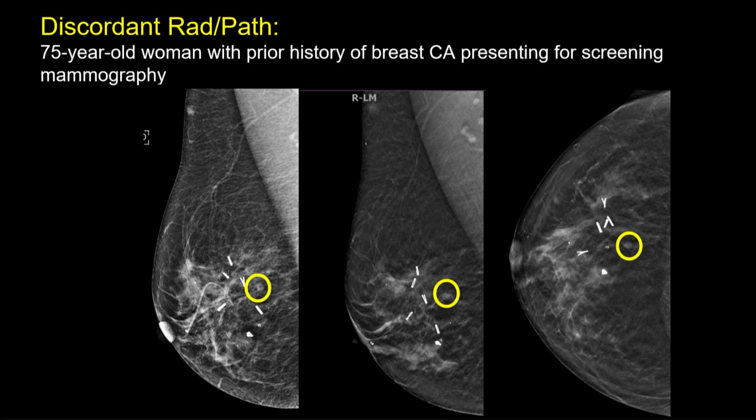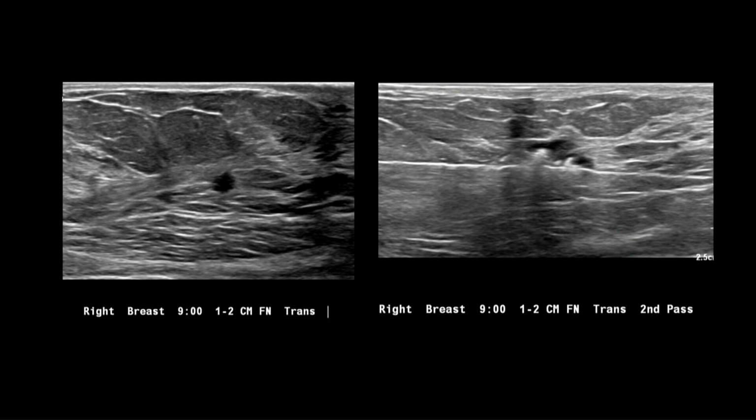So here's another case. This is a discordant rad-path correlation. A 75-year-old woman, prior history of breast cancer. You can see the surgical clips, the distortion, and she's presenting for screening mammography. On her screening mammo, there is a new mass in the posterior central breast for which ultrasound was recommended. You can see in the right breast at 9 o'clock, 1 to 2 centimeters from the nipple, there's an irregular hypoechoic small solid mass, suspicious, and a correlate for the mammographic finding.